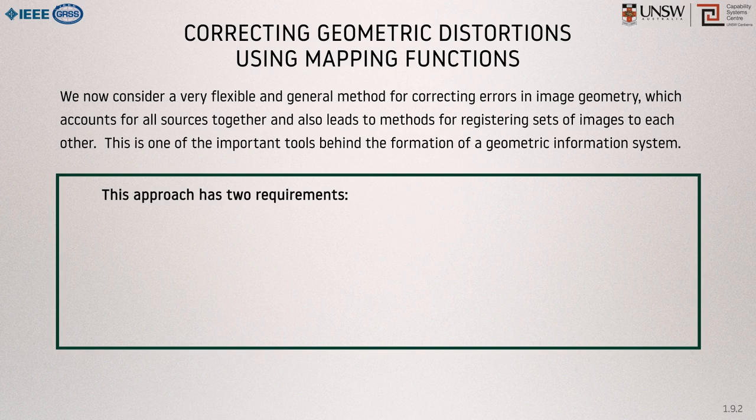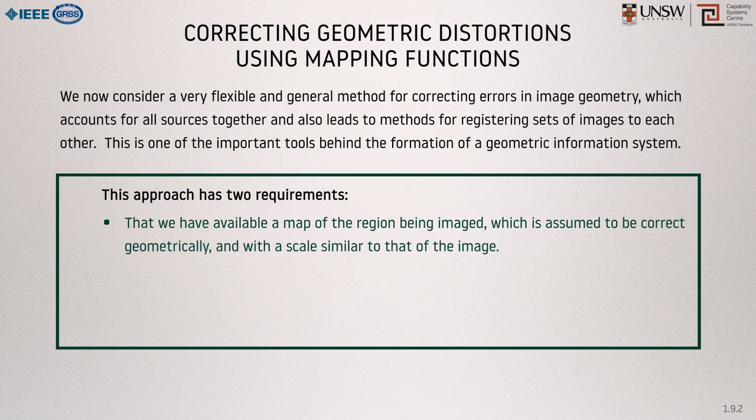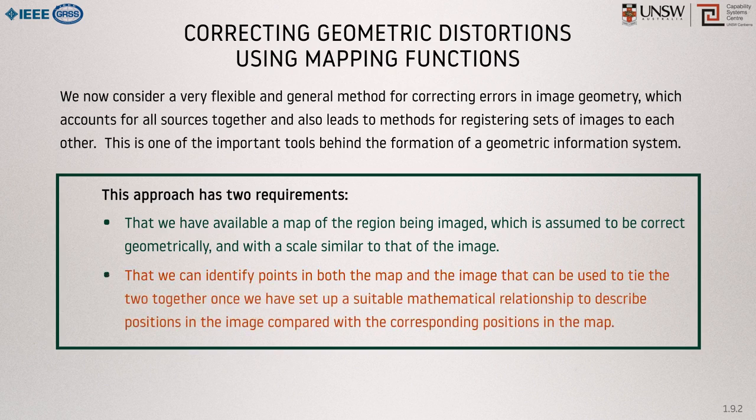principal requirements. First, we assume we have available a map of the region which is correct geometrically and is in scale not too different from that of the image we wish to correct. Secondly, we need to be able to identify points called control points in both the map and the image so that we can tie the two together mathematically.